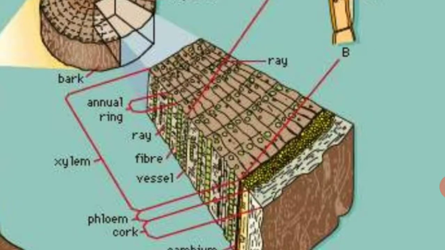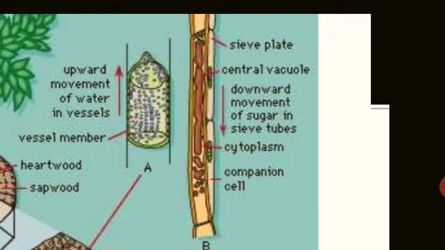Annual rings are there. They show that one ring is formed in a year, so the number of annual rings present in a plant denotes the age of that particular plant. Sieve tubes are also there in the mature stem, showing upward and downward movements: the upward movement of water in the vessels, and the downward movement of photosynthates by the sieve plates, with the help of the companion cells also.